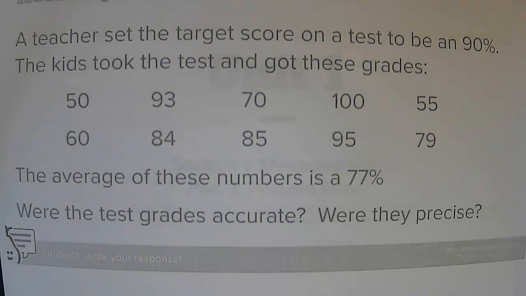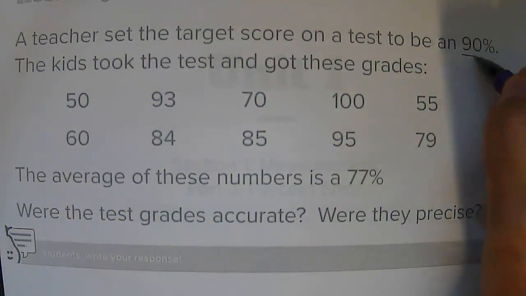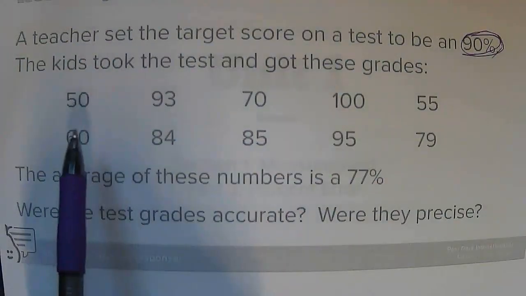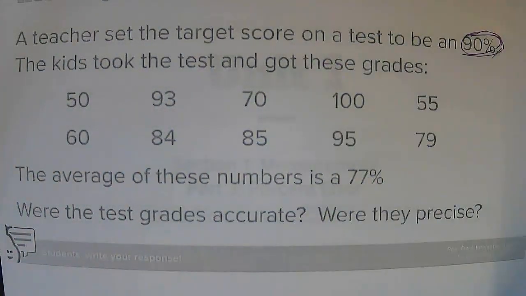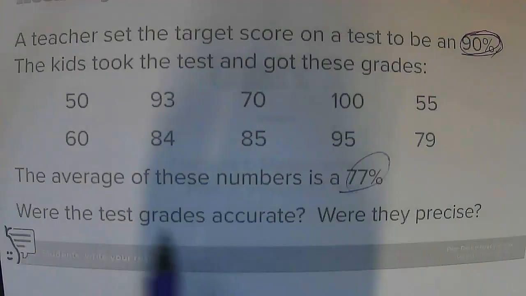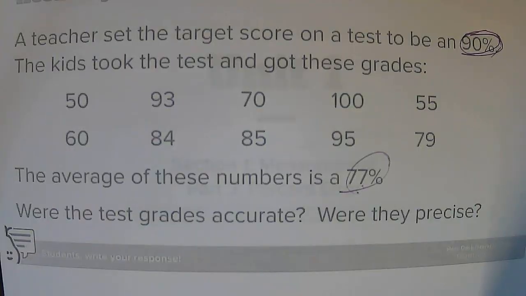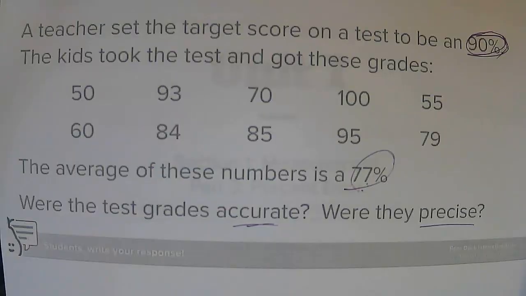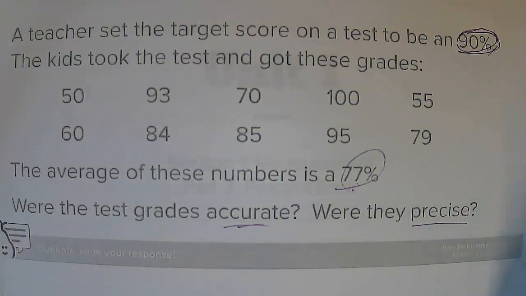So here's a scenario where the teacher is giving a test and sets the target score on the test to be 90%. Okay? That's what that teacher wants on the test. And then 10 kids took the test and got these grades. Okay? You can see the grades. You can judge them to yourself quietly. And then I decided to take the average of each of these and came up with an average of 77%. And we want to know if they're accurate or precise.